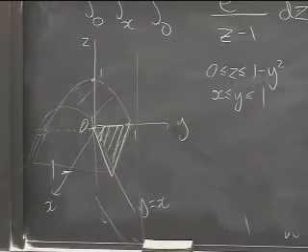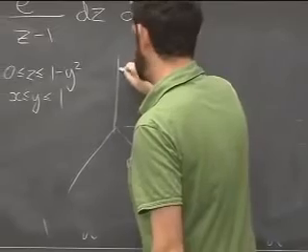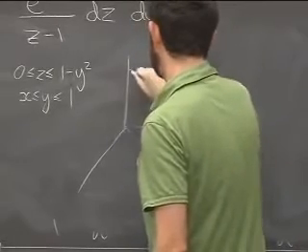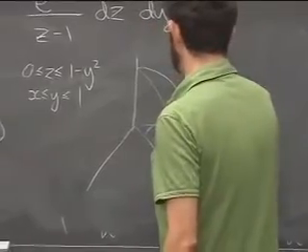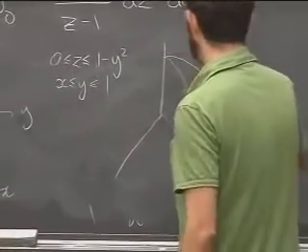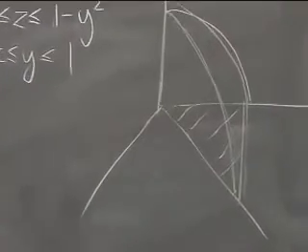So if I have to draw it again, it looks like this. I only need this part. It's only part of the tent. In fact, it's sort of this part of the tent. It's like a wedge. That's what it's going to look like.